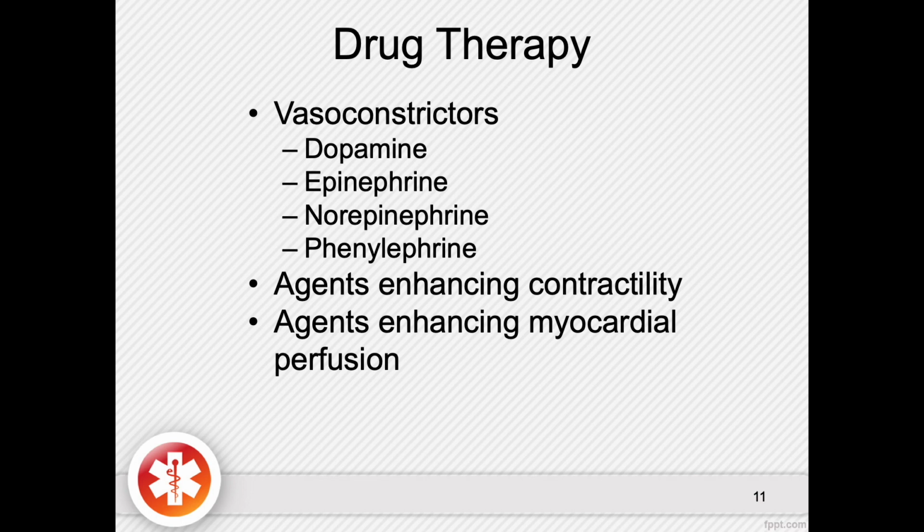Other drugs include, as I mentioned, agents enhancing contractility of the heart and agents enhancing myocardial perfusion of the heart. Both of those are mostly reserved for cardiogenic shock.